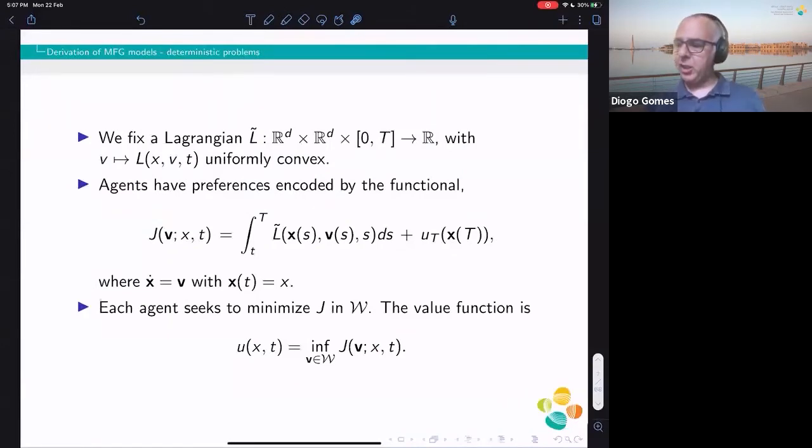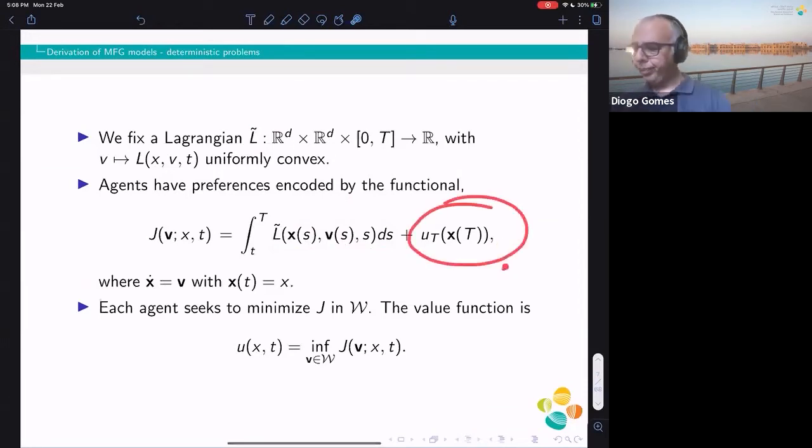Now we have a cost. When they choose velocities, they pay a price. And this price is aggregated in time by a running cost, which depends on their position, depends on their velocity, and they face a terminal cost, capital U.